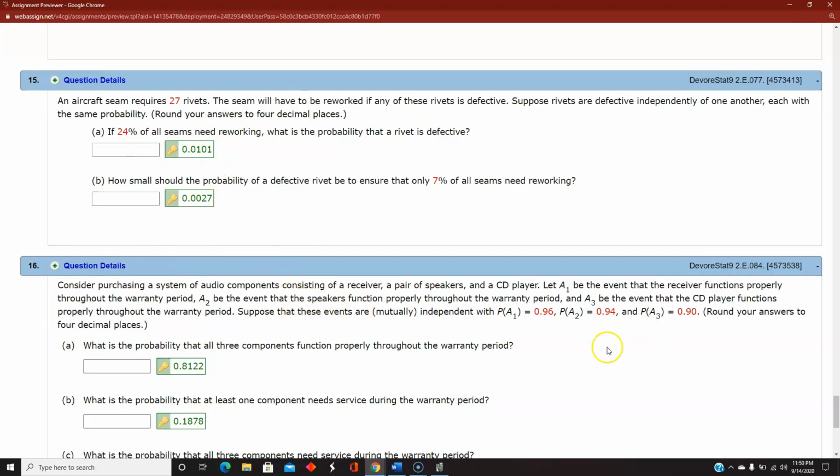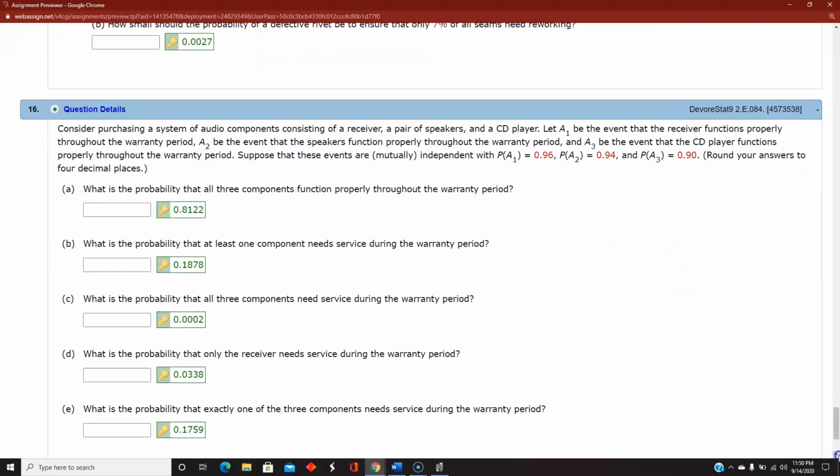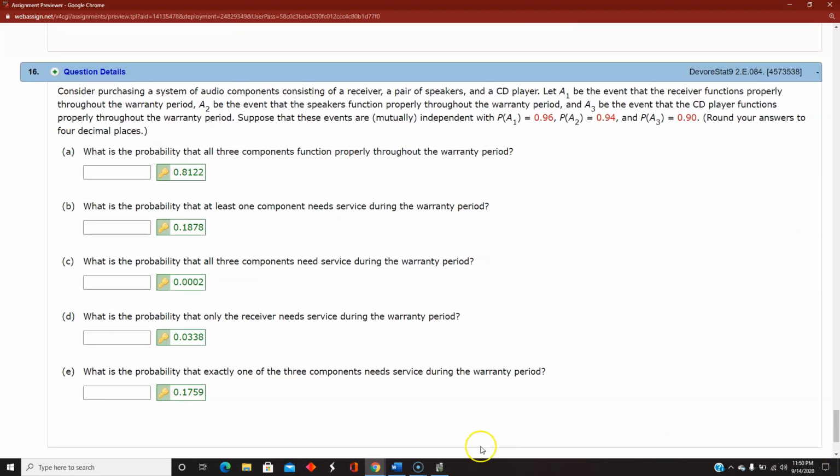So that one was a little bit weird with the exponents and a couple different uses of complements, but hopefully that will help you get through some of the more difficult problems on the assignment. And just email me if you have any questions.